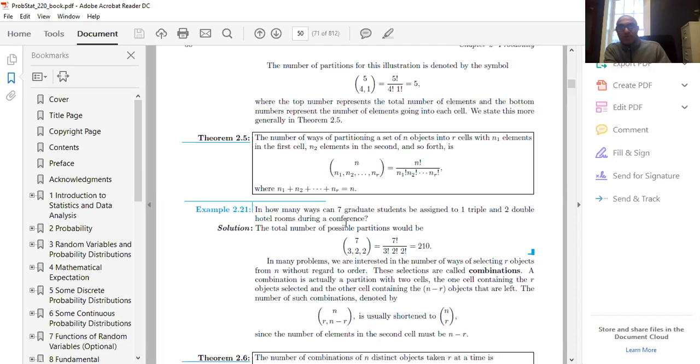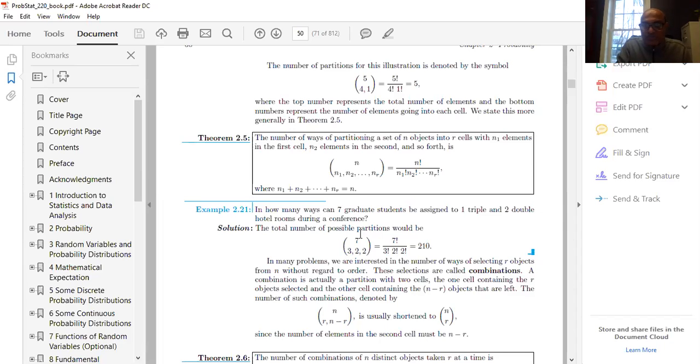1 triple and 2 double rooms. Now 7 students are there. Suppose you pick 3 students randomly out of the seven and send them to the triple room, in which we have three beds. So in the triple room, that means now four students are left out. Out of these four students, again, you can pick any two and send them to one double room. And the last two students are sent to the last double room, meaning the two beds.